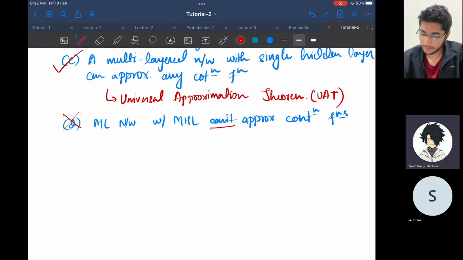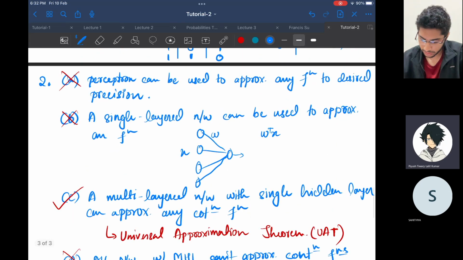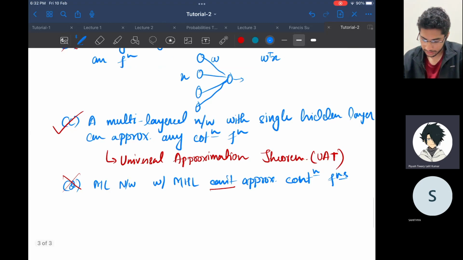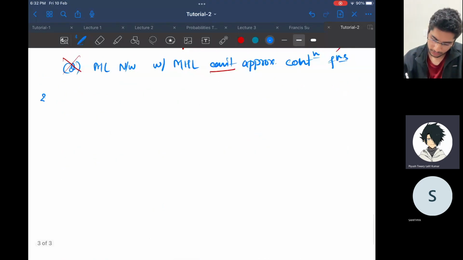This was the second question. If you have any doubt, I don't know how many people are here. If you have any problem or any doubt, Sahitya, if I spelled it correctly, you can just unmute yourself and ask.